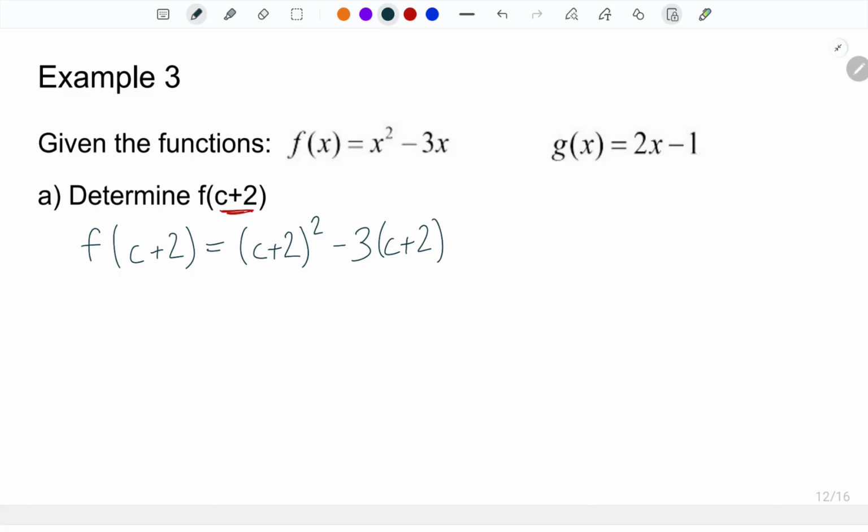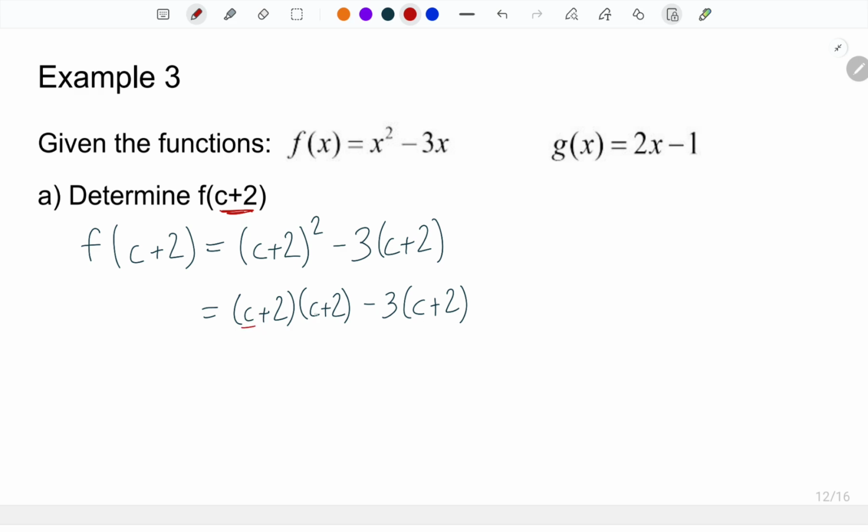And well, this is something that you can simplify. So I'm going to go ahead and square c plus 2. So that will just be c squared. Well, here, I'll do it the long way. Let's just write it out as c plus 2 times c plus 2.